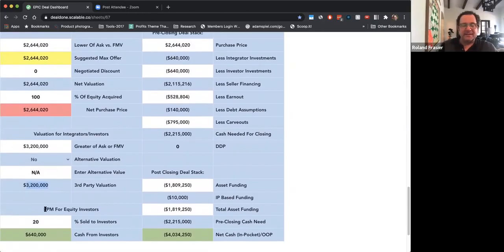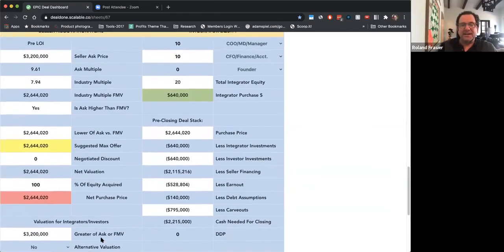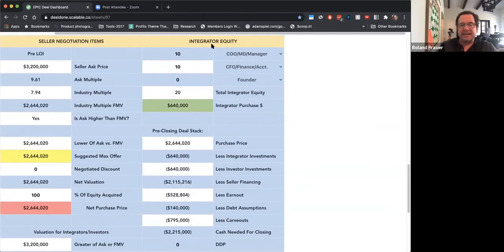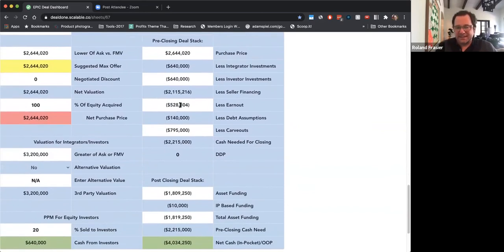If we then use a PPM for equity investors and sell 20% to those based on a $3.2 million valuation, that'd be 640,000 cash coming from the investors. And then I go back up here and say, what about integrator equity? Well, remember, I'm going to sell 10% to these two key people, the COO and the CFO. So I put that here, and it will calculate that the total is 20%, which is multiplied by the 3.2 valuation, 640K.